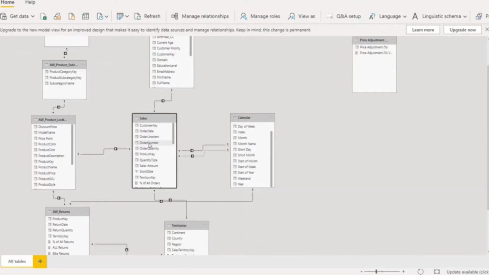Fact tables can contain several repeated values. For example, one product can appear multiple times in a sales transaction cycle for different customers. A customer can buy many products on different dates. So these values can be aggregated into visuals.